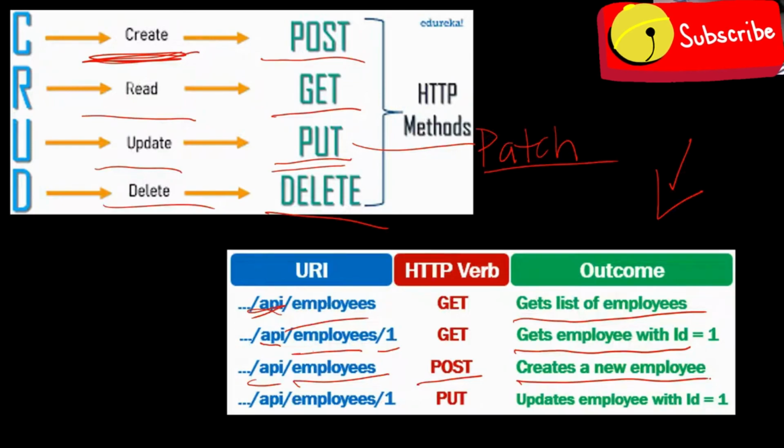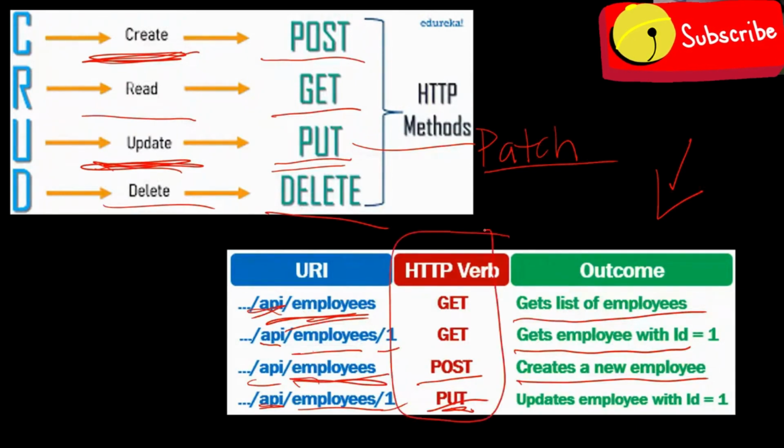Then again, let's say we have our URI with our API, employees, and it's another one, but we're going to do put now. So put is what? Update. So what do we want to do? We want to update employees with ID number one. So we can get employees one, which is get employees with ID one, or we can put employees one, which is update employees with the ID of one. We can get employees, which is a list of employees, or we can post employees, which is create a new employee.